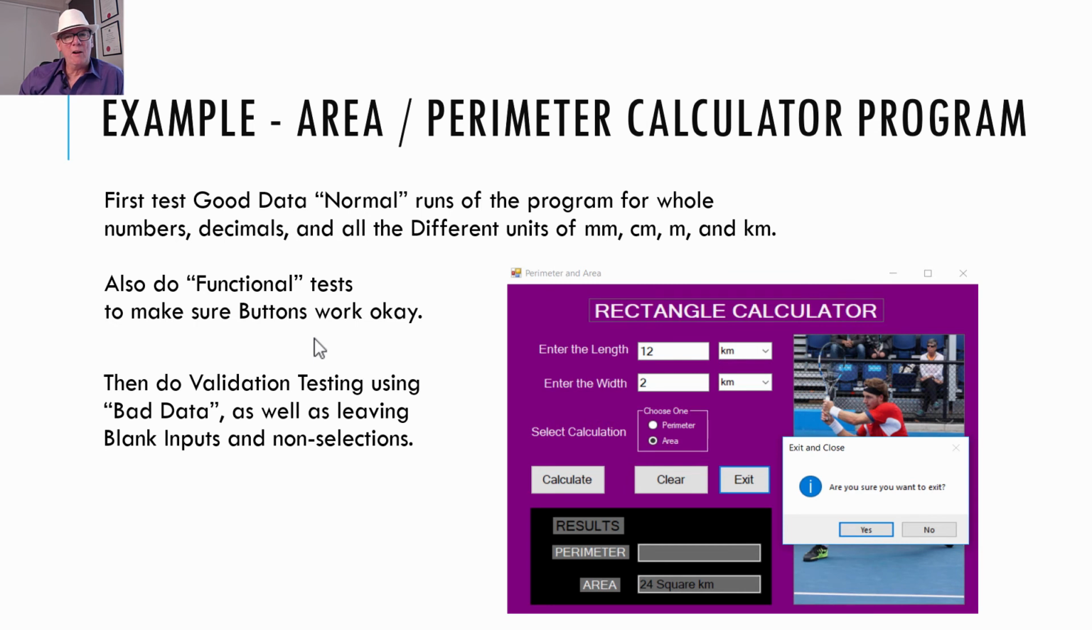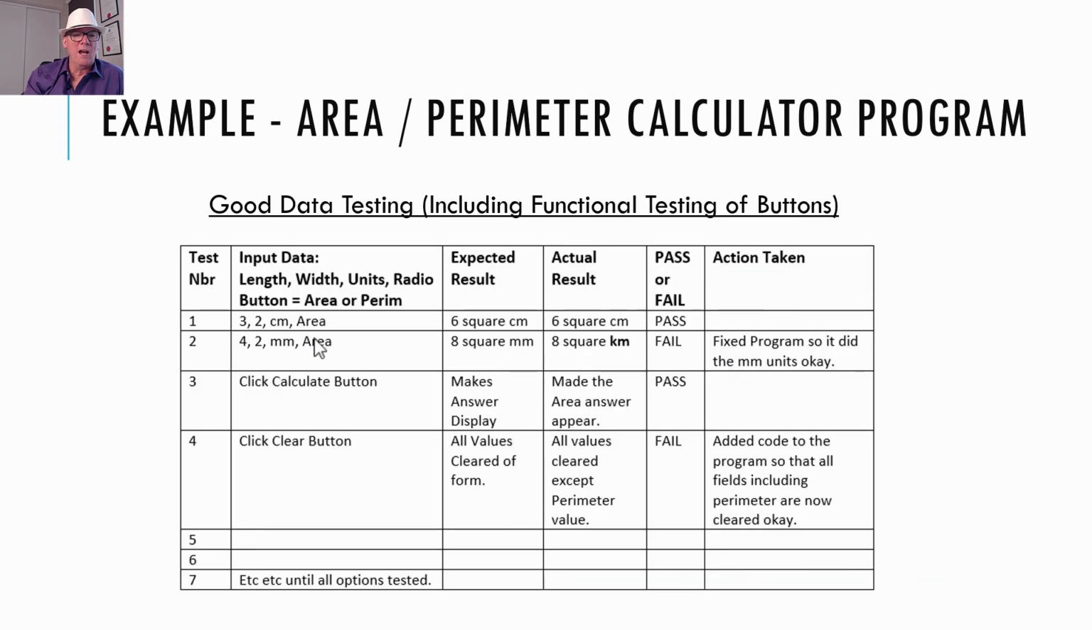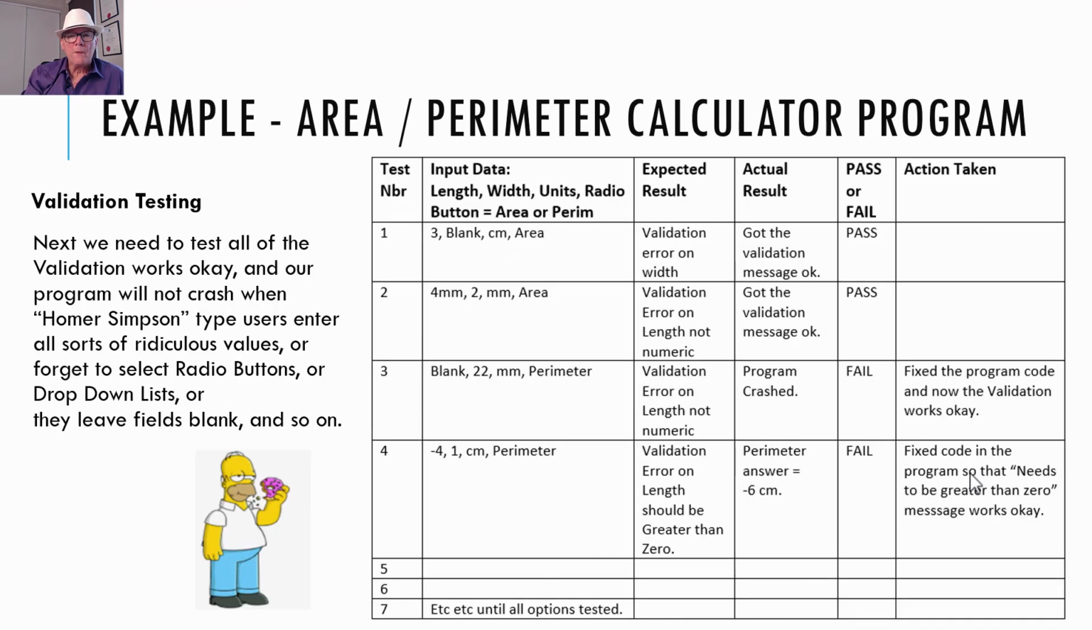Here's an example for the area perimeter calculator program if you're doing functional tests, as we talked about. So you'd have some things like this in the test table, and we'll leave you to read through that. You'd be checking out that your calculate button, your clear button, all those text boxes can get the data in them, all those sorts of things. And there's some more for the validation testing.